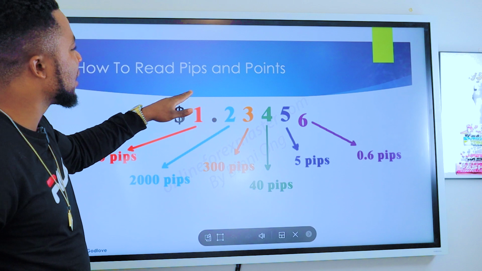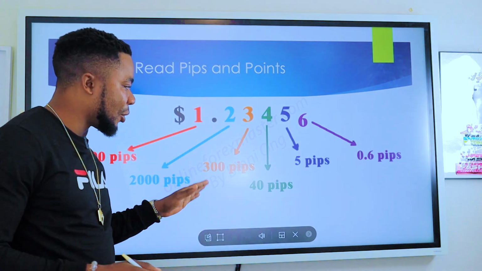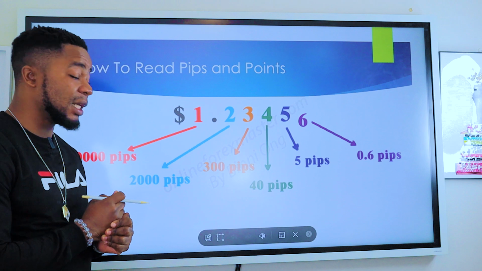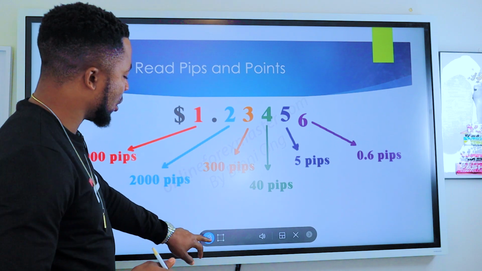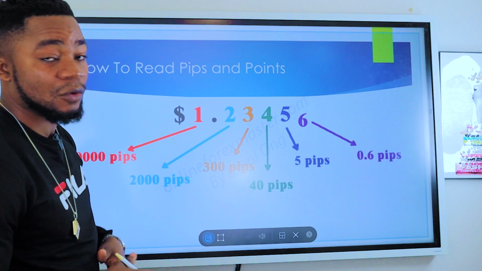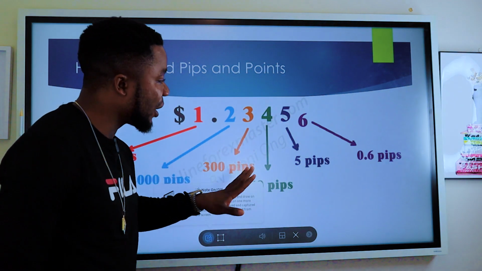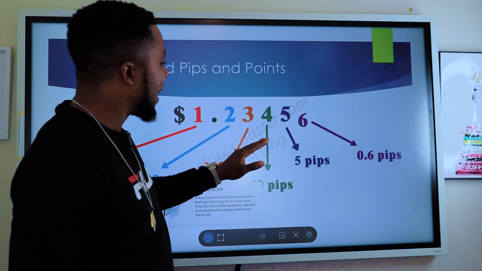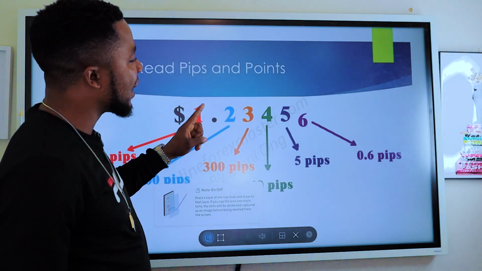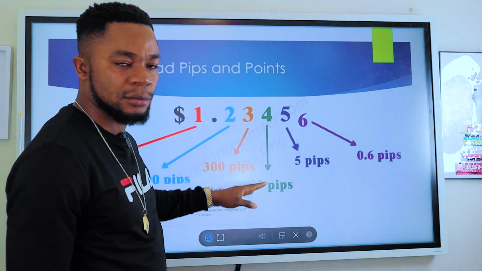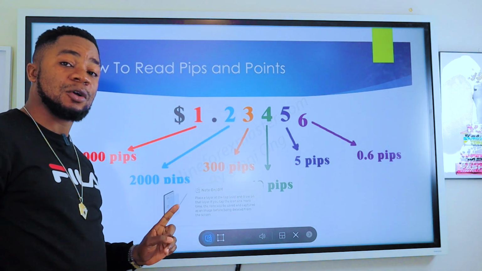So how to read pips and points? We have this same figure on the board. Based on what I've explained, let's see how we can read the pips and points from this particular chart. Remember we mentioned earlier that a pip is the last decimal of any currency quote.